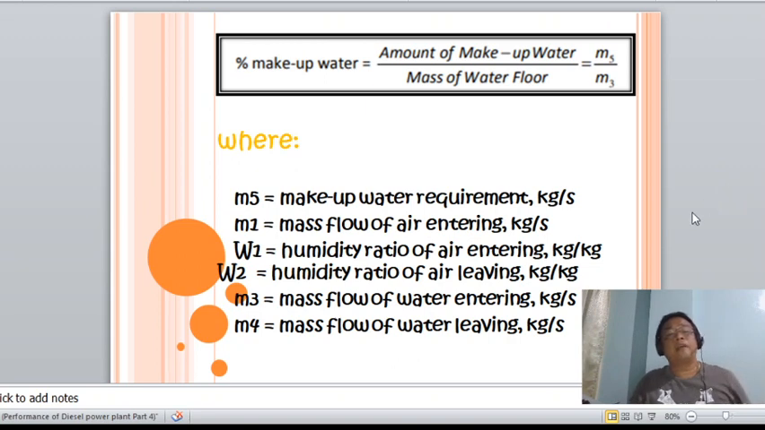So, percent makeup water equals the amount of makeup water divided by the mass of water. Okay? So, where M5 represents the makeup water requirements in kilograms per second, M1 the mass flow of air entering the tower, W1 the humidity ratio of air entering, W2 the humidity ratio of air leaving, M3 the mass flow of water entering, and M4 the mass flow of water leaving the tower. Okay?